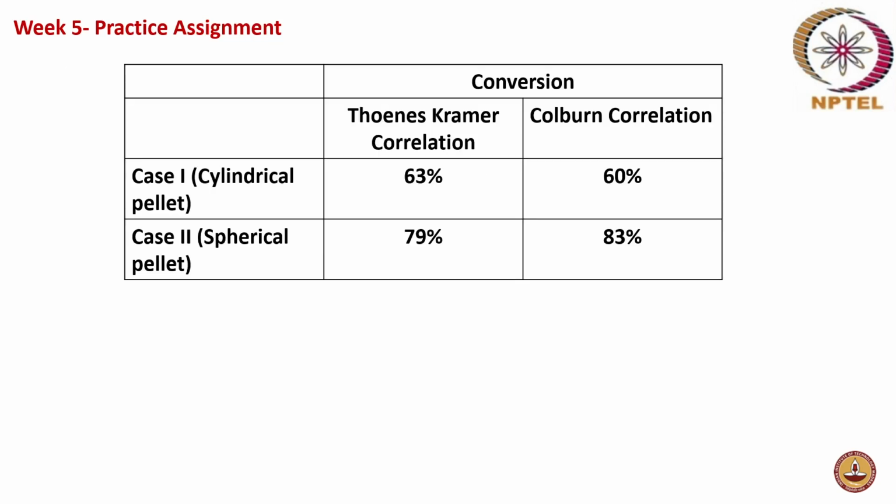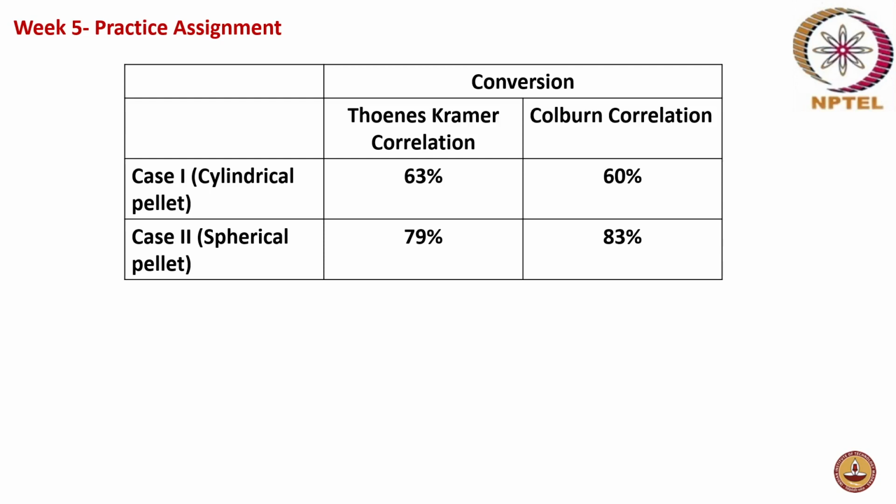So we are just tabulating all the data. For case 1, the cylindrical pellet, your Thodos-Kramers gave a conversion of 63%, whereas your Colburn correlation gives a conversion of 60%. Whereas in case 2, the spherical pellet, your Thodos-Kramers correlation gives 79% conversion, whereas your Colburn correlation gives 83% conversion. So if we compare both case 1 and case 2, of course, when we change from a cylindrical pellet to a spherical pellet, one clear observation is that there is an increase in conversion. However, both the correlations are giving slightly different values.